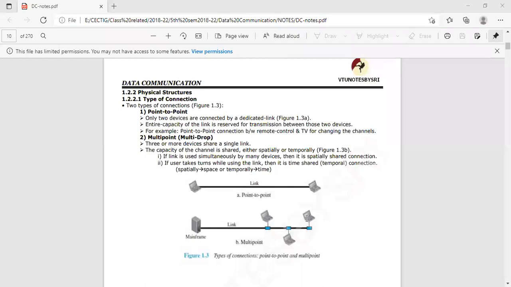So what happens? The efficiency becomes low in multi-point, but sometimes it is very efficient, when you need to share some data with many of the devices. At that particular point, multi-point is efficient. So it will be sharing the data simultaneously to each device. The connection will be shared between all of them.